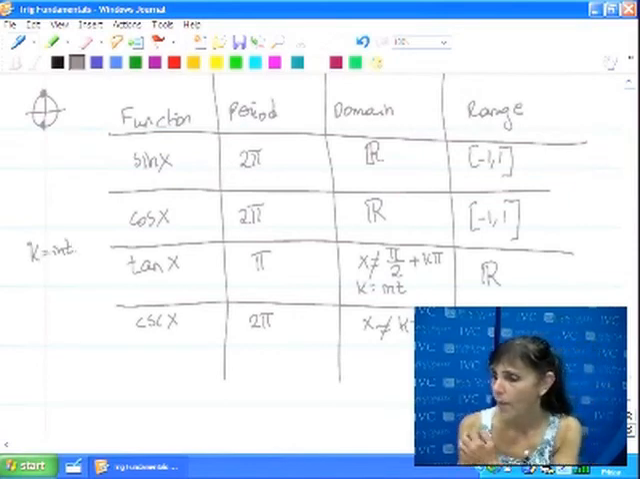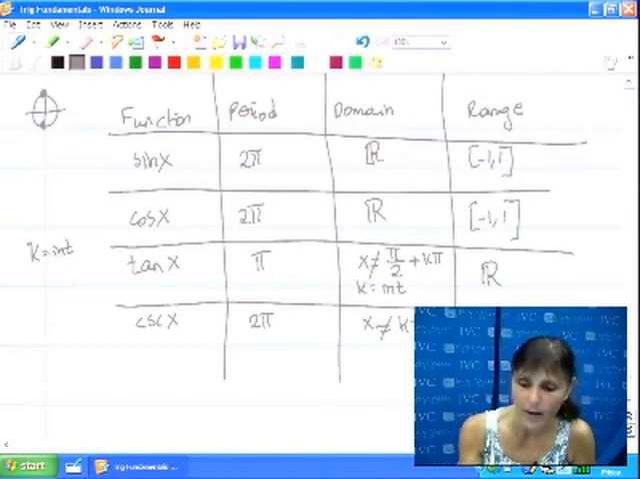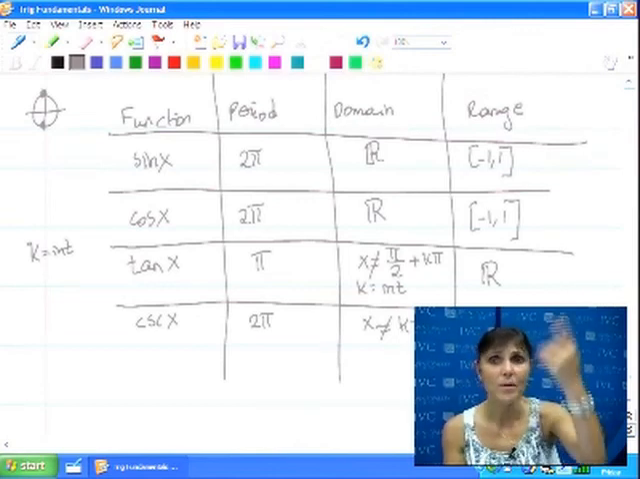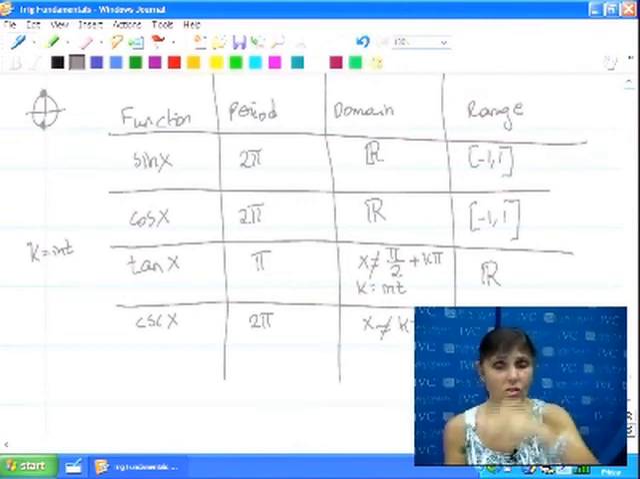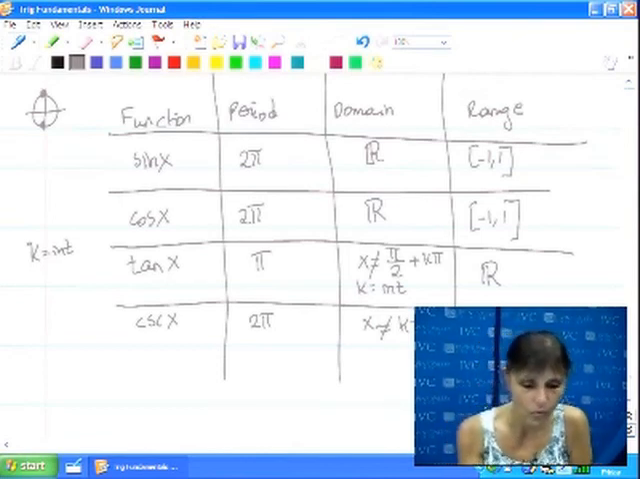Okay? Now, what happens with the cosecant? This is a little bit more advanced. We are going to look at that. But the absolute value of cosecant is greater than or equal to 1. In other words, you cannot have values between -1 and 1. But 1 and up is fine. You can have very large numbers, very small numbers, but you cannot have anything between 1 and -1.